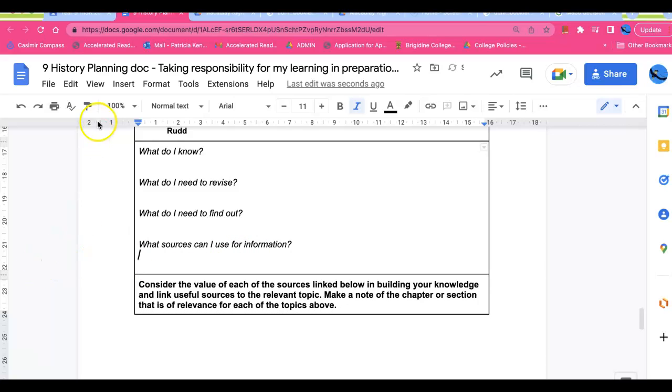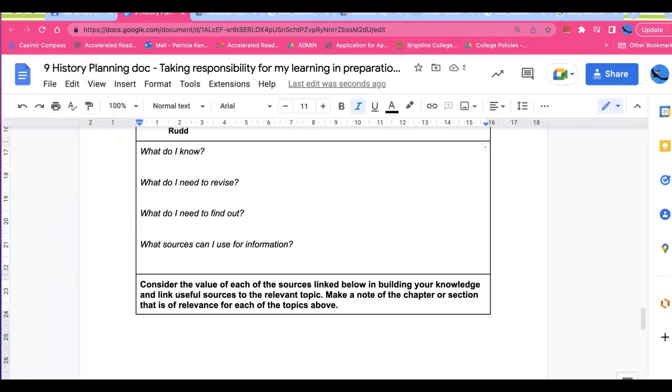I hope this has been useful. As you can see, Year 9, you can take a lot of responsibility for building knowledge and confidence that is necessary for the exam. All the best.